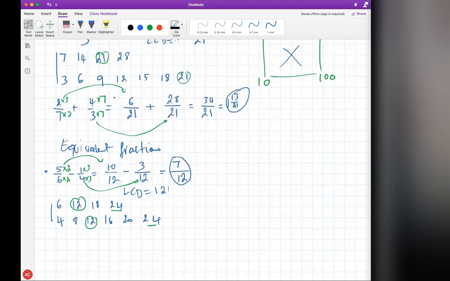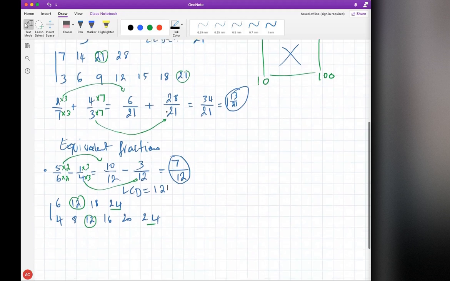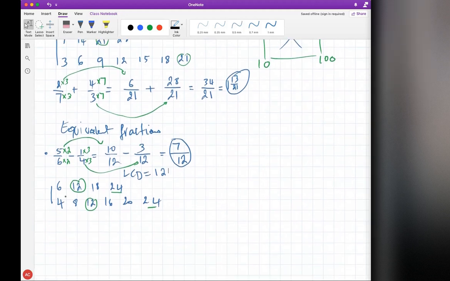Okay, so again, it's not always multiplying the two. I'll show you when you can multiply the two denominators right away to get the LCD. Before that, any questions about any of this, everybody? Good. Okay, if not, let me show you.